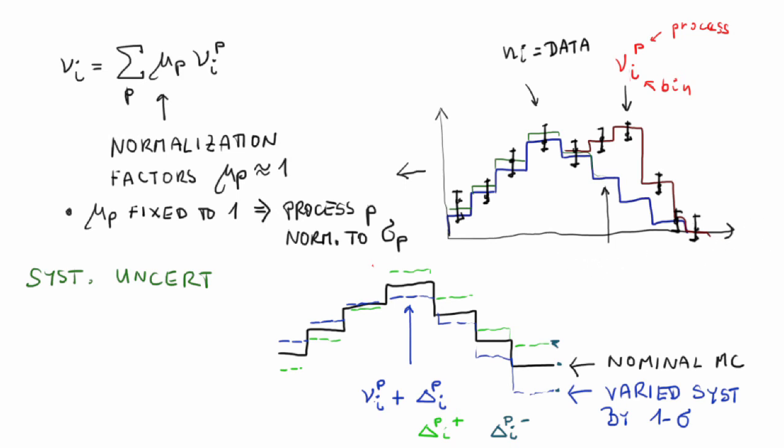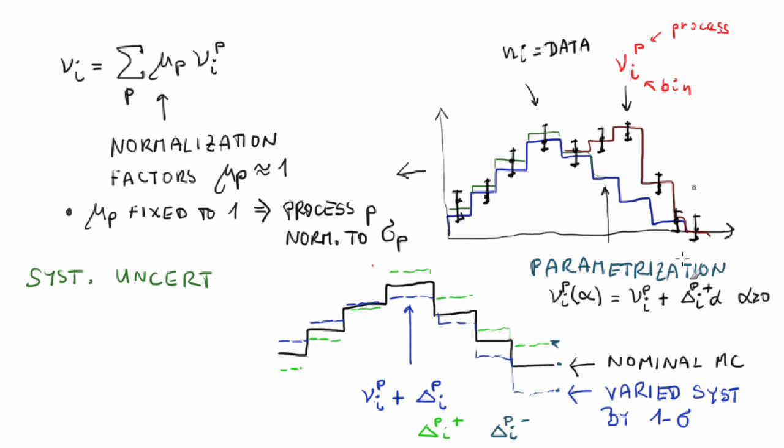In order to get estimates for situations like shift by plus 1.27 standard deviations, we parameterize the predicted event yields like this: ν_pi(α) is equal to ν_pi plus δ_pi^+ times α if α is greater or equal than 0, and ν_pi plus δ_pi^- times α if α is lower than 0.